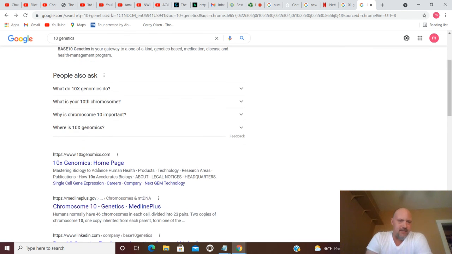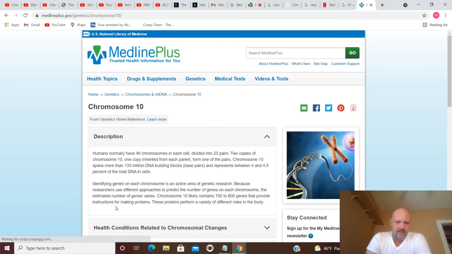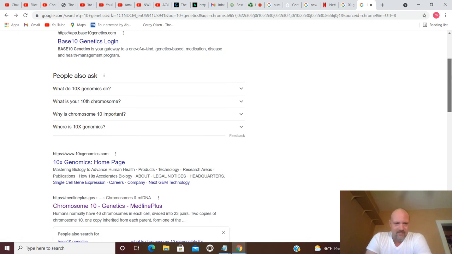And then you have 10x Genomics, mastering biology to advance human health. They have products, technology, research areas, publications. There's technology, research. There's two of our categories right there. You also have chromosome 10. Let's see what chromosome 10 does. Chromosome 10 likely contains 700 to 800 genes that provide instructions for making proteins. These proteins perform a variety of different roles in the body. So there's more protein coding. There's two protein coding chromosomes that we found here.